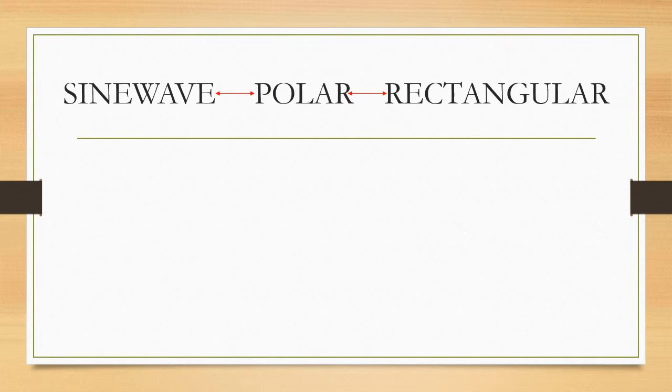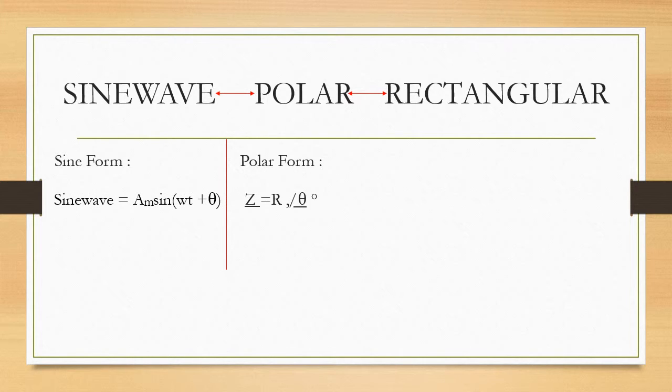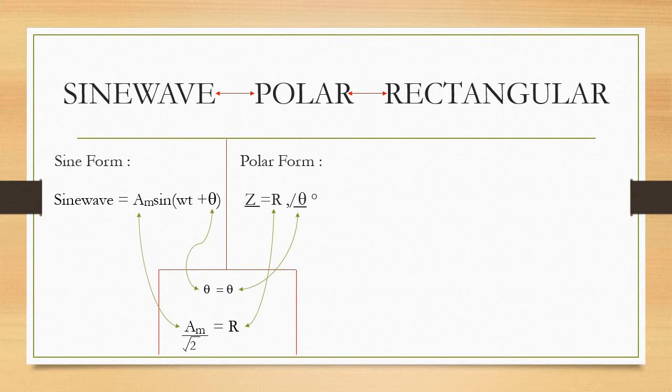Now for the maths. To move between sine wave and rectangular, you have to go through polar. It is quick and easy, so don't worry. First, let's change between sine and polar. Here are the general forms. Theta in the sine wave is equal to the theta in the polar form. They're the same. The magnitude is the amplitude divided by square root 2. So it's quick and easy to move between polar and sine.